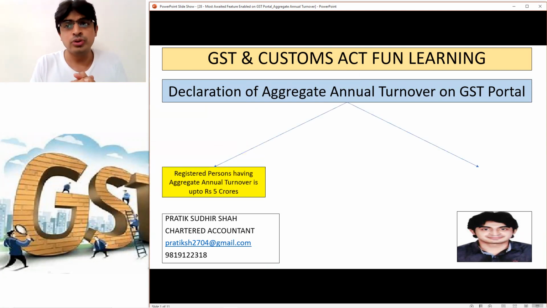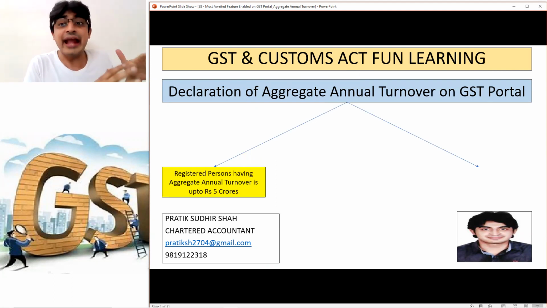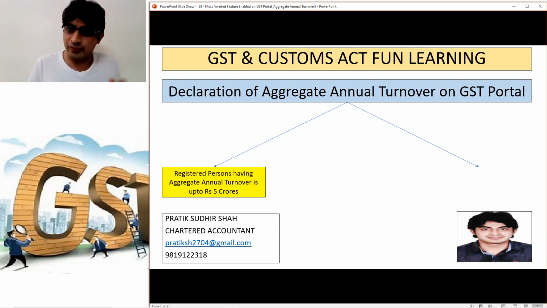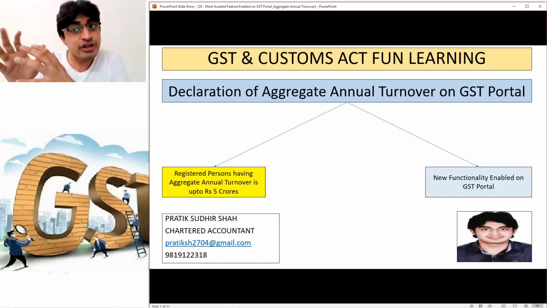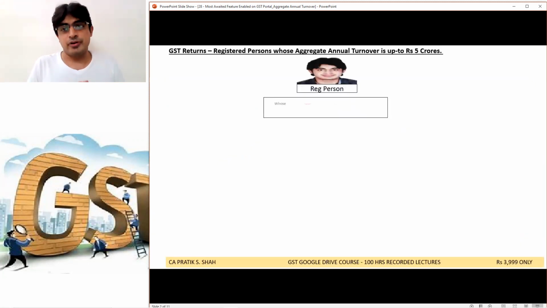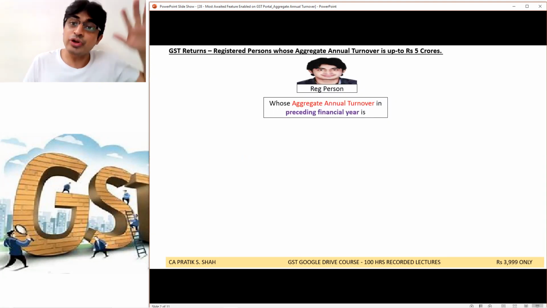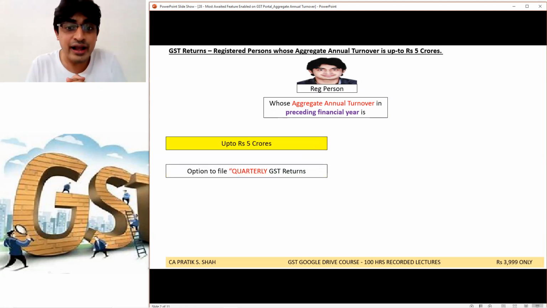First, I will explain what the advantages and benefits are to the registered person whose aggregate annual turnover is below 5 crores. And what is this new functionality which is developed on the GST portal? So first, say I'm a registered person. My aggregate annual turnover in the preceding financial year is up to rupees 5 crores. How am I required to file returns?